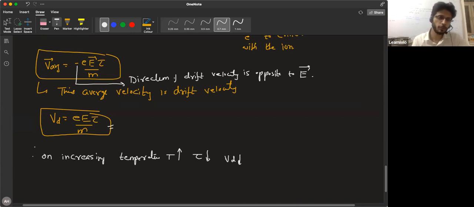That's a very, very important one-marker question: what happens to the drift velocity if you increase the temperature? When you increase temperature, the frequency of collision will increase. Electrons will collide more frequently with the ions. And if the frequency increases, relaxation time will decrease, and drift velocity will decrease. No doubt.